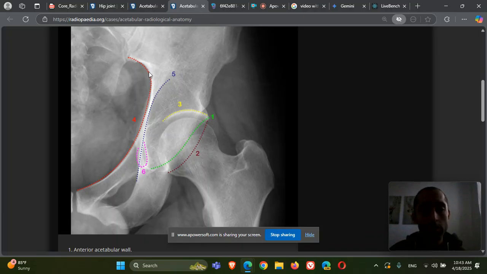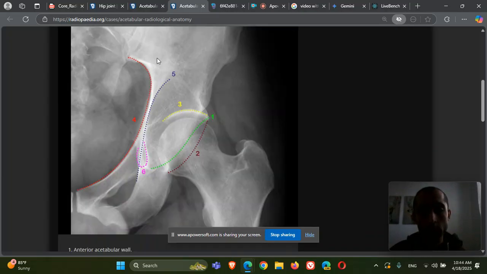So this line that connects the iliac bone to the pubic bone is called the iliopectineal line. This line that connects the iliac bone to the ischium is called the ilioischial line. This area here is called the teardrop. This is the acetabular roof. And those are lines that are considered the posterior acetabulum and anterior acetabulum. This is the line for the anterior acetabulum and this line for the posterior acetabulum.